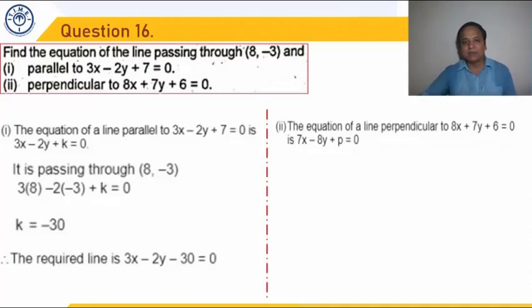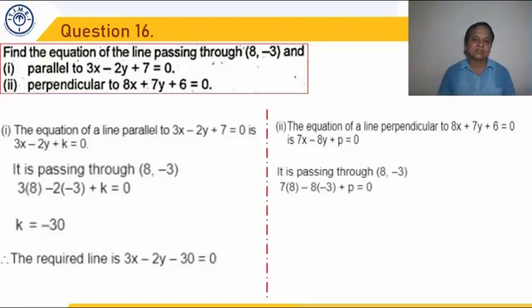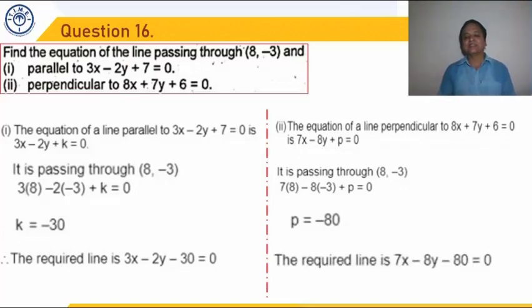It passes through (8, minus 3), so it will satisfy this. So we put (8, minus 3) into this: 7 into 8 minus 8 into minus 3 plus p equal to 0. 7 into 8 is 56, and then 8 into 3 is 24, 56 plus 24 is 80, plus p equal to 0. So we get the value of p as minus 80. Put back into the equation, we get the required line as 7x minus 8y minus 80 equal to 0.